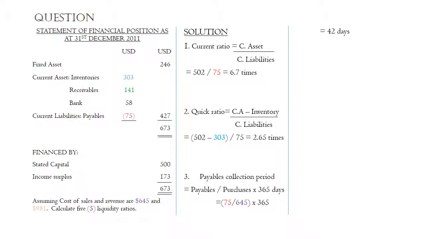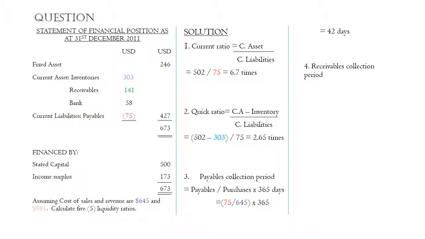In other words, we have from now to 42 days to pay the debt we owe to our creditors or our suppliers. That's pretty good. We can hold the cash we owe them, which is $75, for a good 42 days and use it for other businesses. It's quite a good deal.